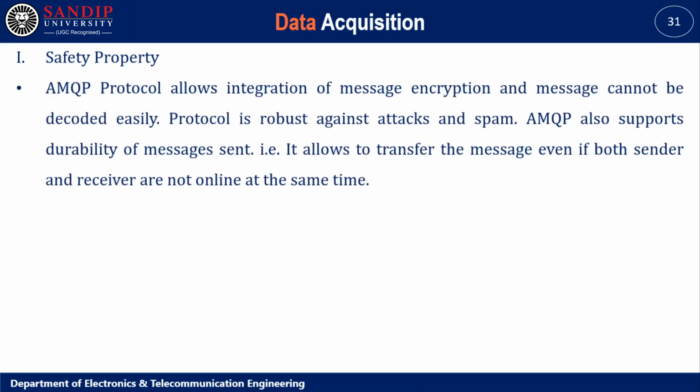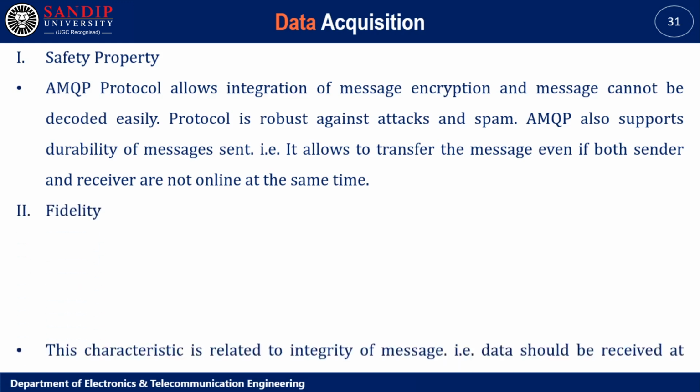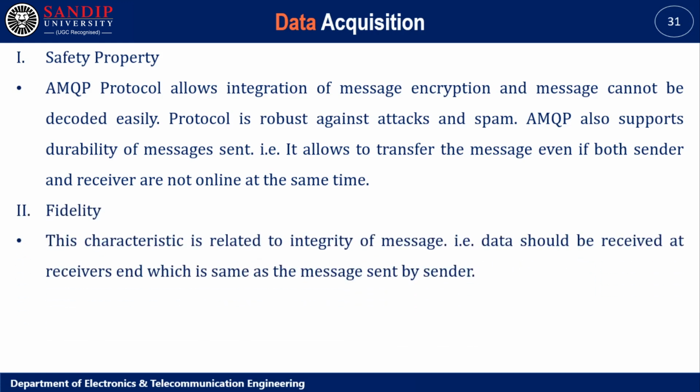AMQP protocol allows integration of message encryption, and the message cannot be decoded easily. The protocol is robust against attacks and spam. AMQP also supports durability of messages sent. That is, it allows to transfer the message even if both sender and receiver are not online at the same time. Fidelity. This characteristic is related to integrity of the message, that is, data received at the receiver's end should be the same as the message sent by the sender.